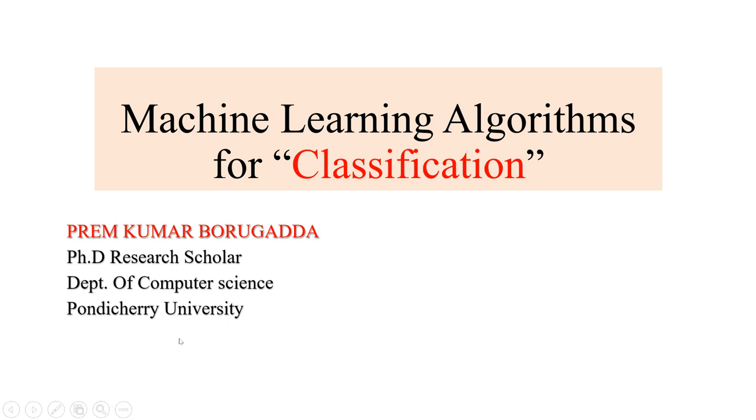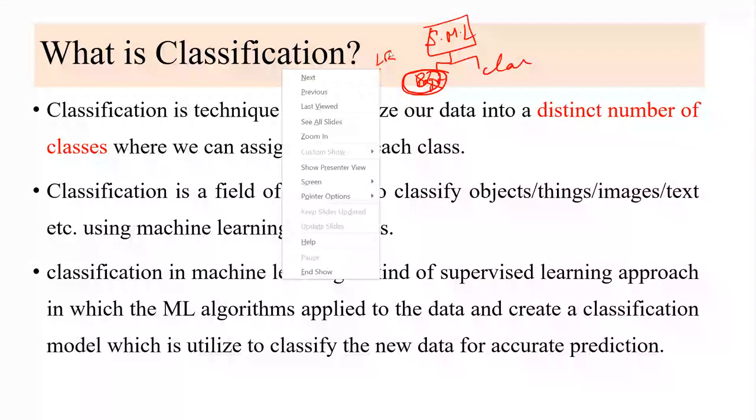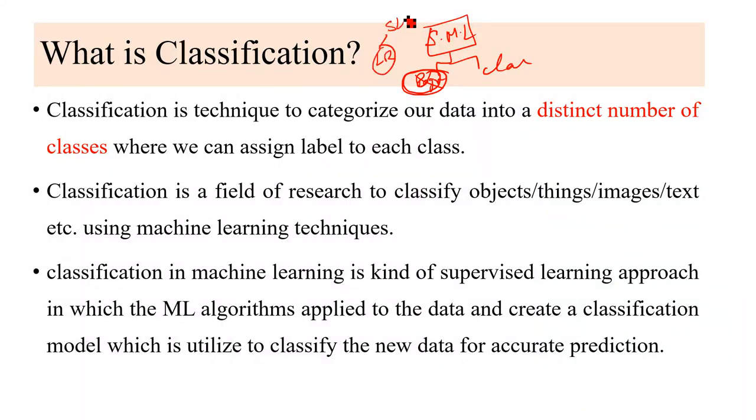In my previous lecture we already discussed supervised learning, unsupervised learning and reinforcement learning under machine learning algorithms. Supervised machine learning algorithms can be divided into two types: regression and classification. In my previous lectures we already discussed regression. Under regression, there is linear regression, and under linear regression, simple linear regression, multiple linear regression and polynomial linear regression.